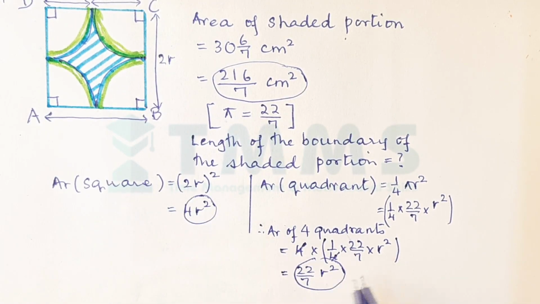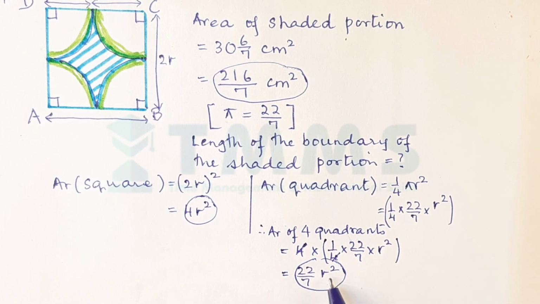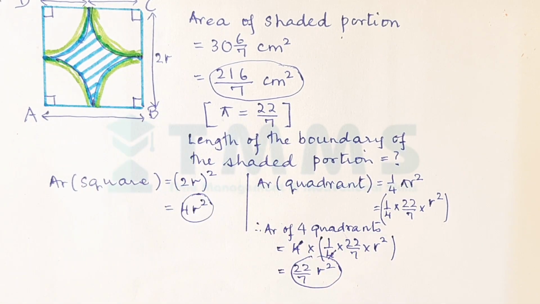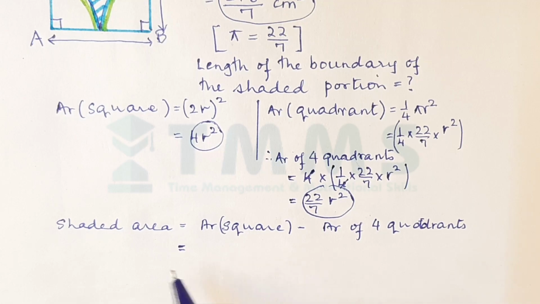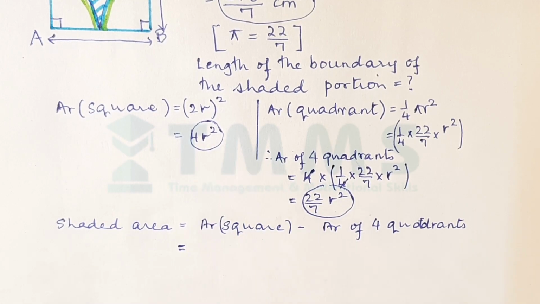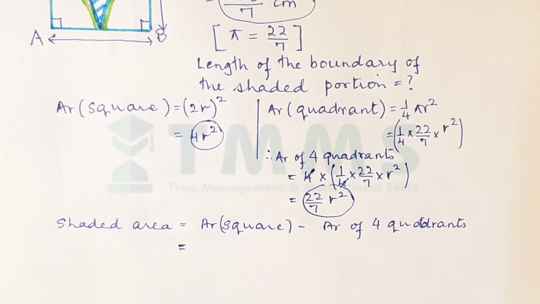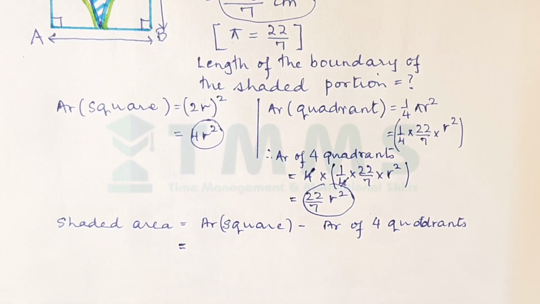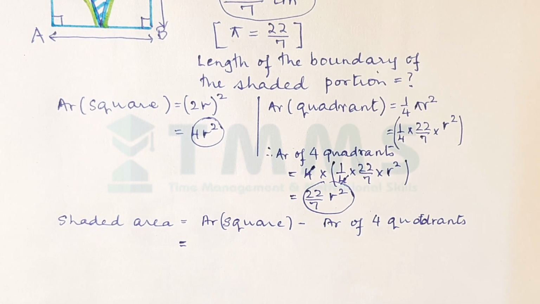Isn't the area of the square minus the area of 4 quadrants the shaded area? So we write just that. Now the area of the square we already found out, and the area of 4 quadrants we found out. Now I want you to substitute these values and write down the calculations. Giving you time now.